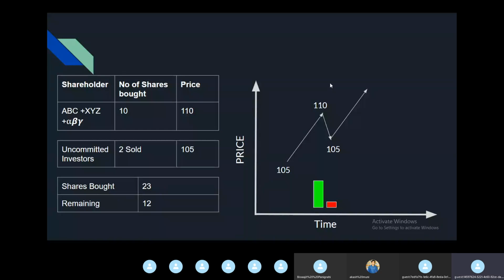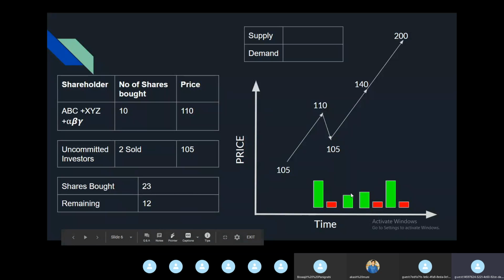The stock zoomed up from 105 to 140, 140 to 200. Okay, it zoomed up. Why did it zoom up, and why are we seeing such a huge volume?